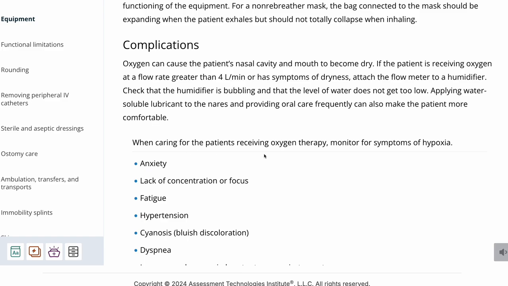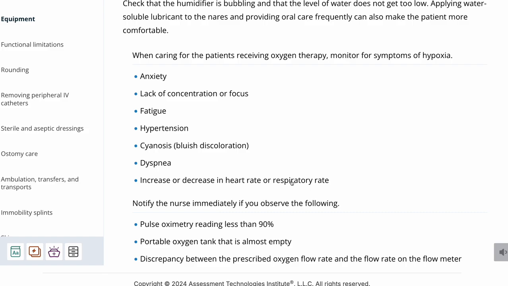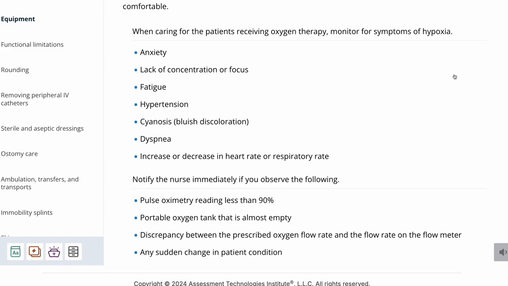When caring for patients on oxygen, here are some signs of hypoxia. What does hypoxia mean? Low oxygen. You need to know every last one of these right here. Low oxygen: if a patient is very anxious all of a sudden, if their face is cyanotic, remember their lips get blue, if they're having a hard time breathing, like you see them taking deep breaths and fast breaths, all of those are concerns that they may not be getting enough oxygen.